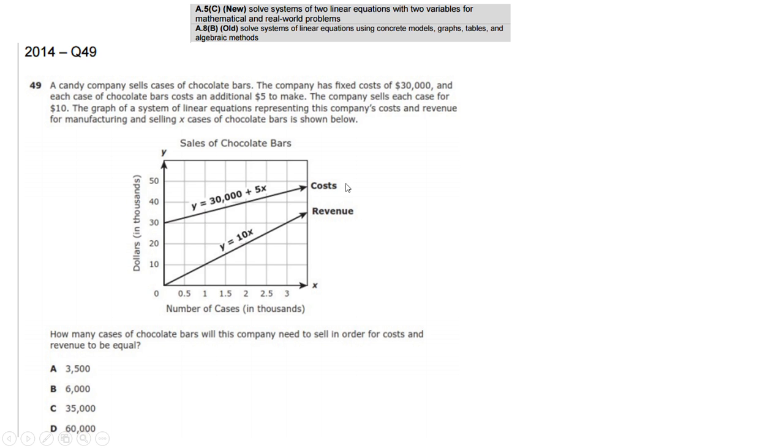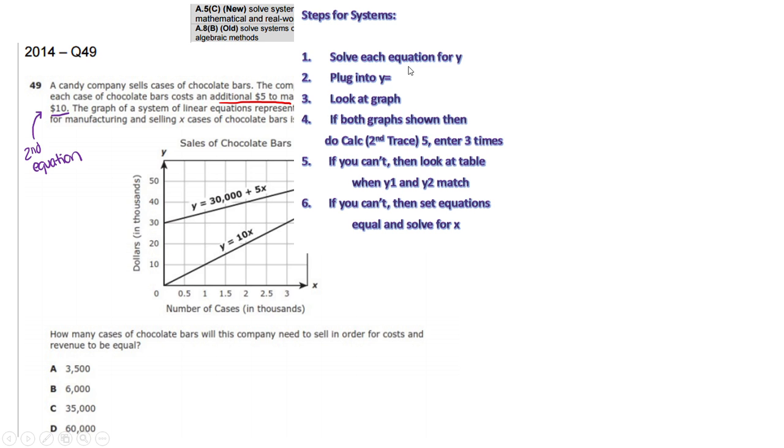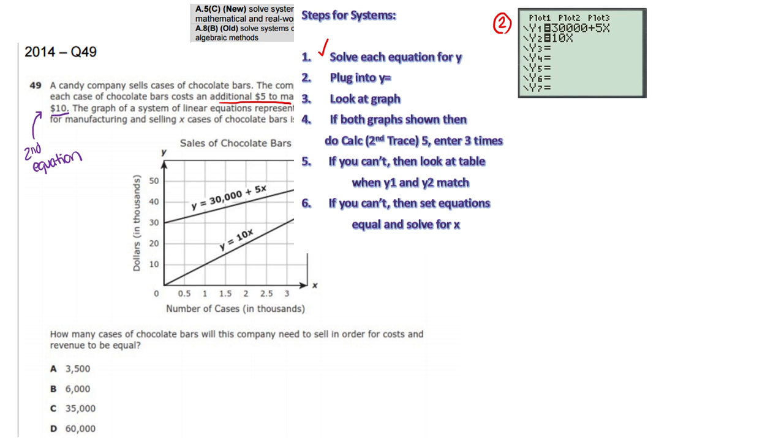So we're going to use our steps. We're going to use the same approach. First thing is make sure each equation is solved for y. So are both of these equations solved for y? Yes, they are. So then the next thing you're going to do is plug both of these into our y equals key. So your y equals key should look like this: 30,000 plus 5x in y1 and 10x in your y2 spot.